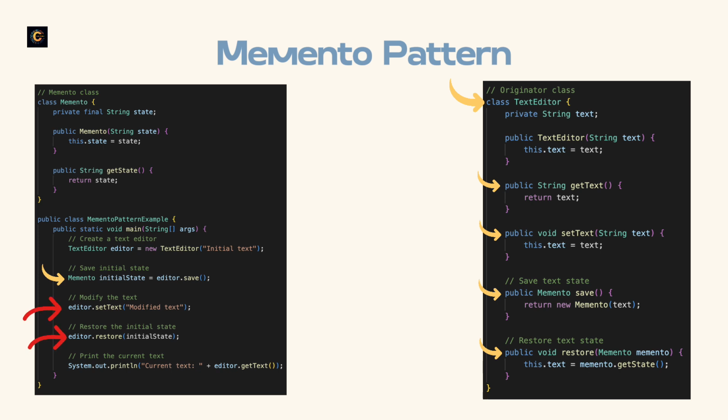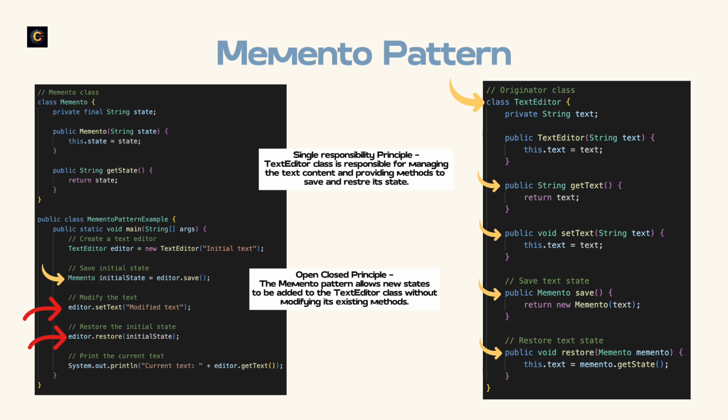That's it. Now, how it follows solid principles. Single responsibility principle is one of the solid principle. So, text editor class is responsible for managing the text content and providing the methods to save and restore the state. The second solid principle it follows is open/closed principle. So, the Memento pattern allows new states, which are the additional fields, to be added to the text editor class without modifying its existing methods.